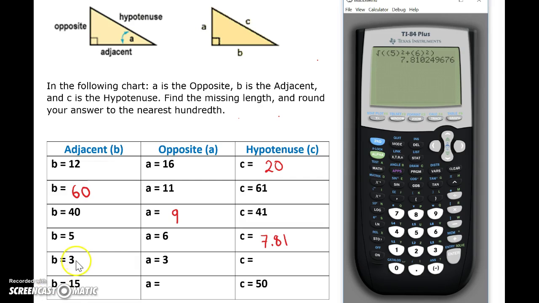All right, guys, 2 more. What do we got? 3 and 3. So with this guy, we have the adjacent and the opposite. We know that that's a 45-degree triangle where the adjacent and the opposite are the same. So let's drop those guys in here. We got second function, square root, and we're going to take the addition of 3 squared plus another 3 squared. Close brackets to find our value.